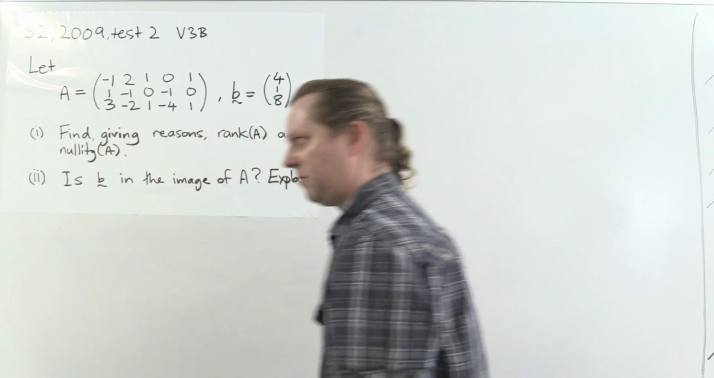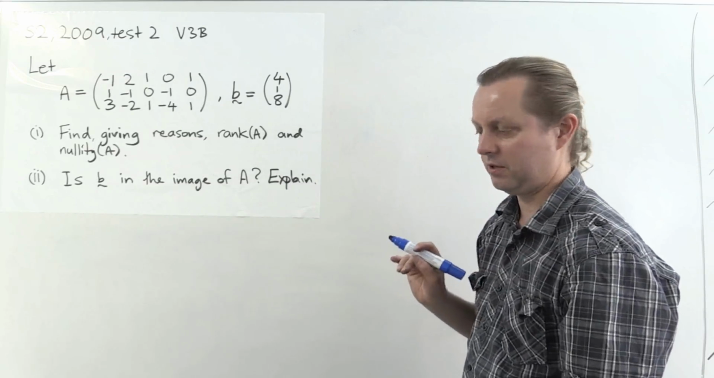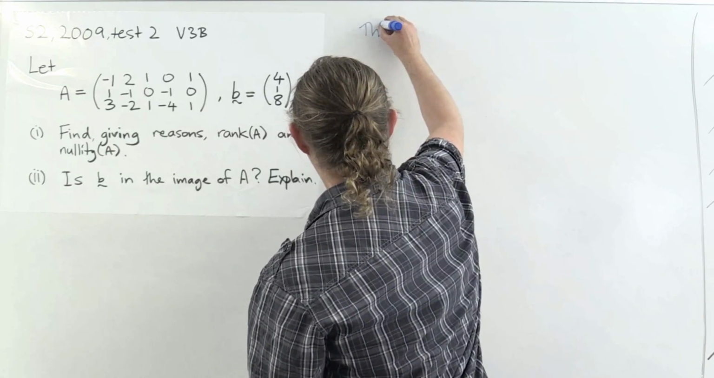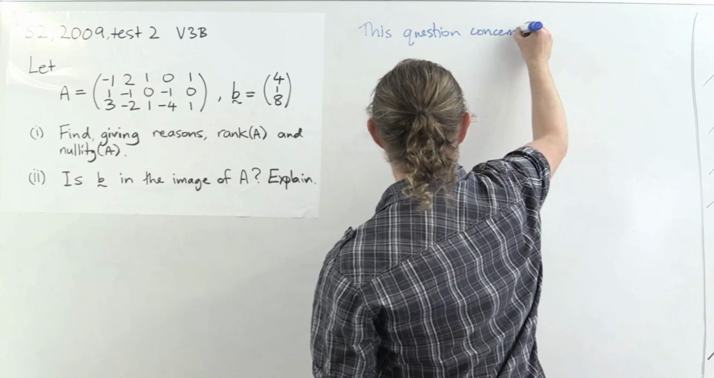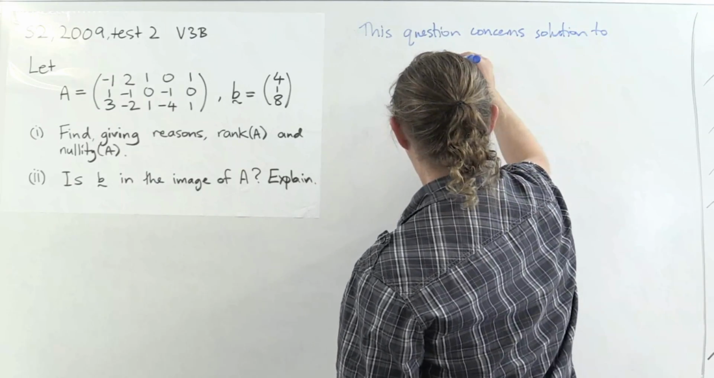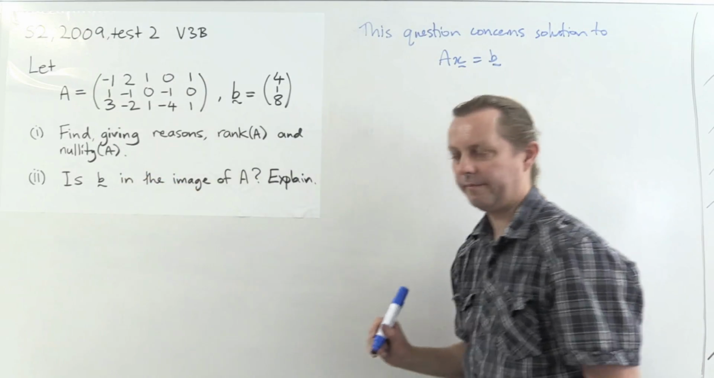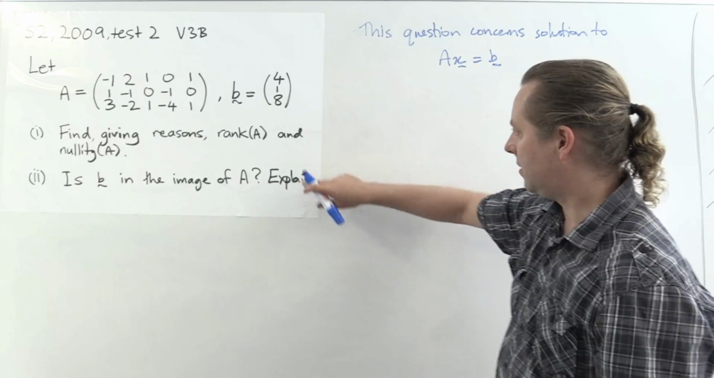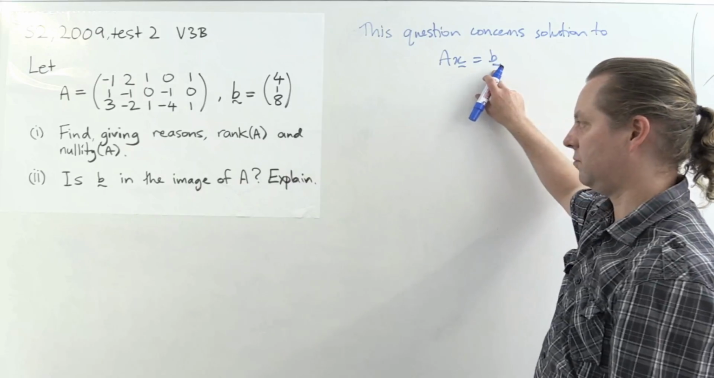I've got some notes here. Probably best not to make a mistake. Maybe I'll do some calculation that will help us with both of those questions. So I'll make a note to start with: this question concerns solutions to Ax equals b, and in the case of looking for the nullity, we're looking for when b is 0. In part 2, we're interested in this particular value of b, and also for the rank, we're interested in all the possible b's.